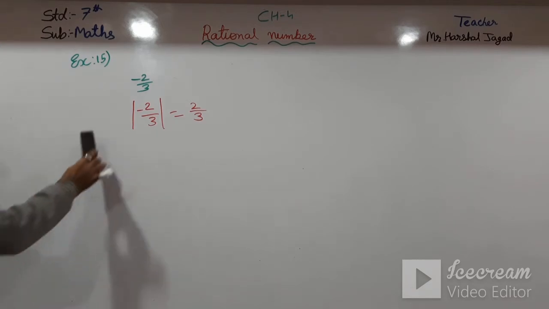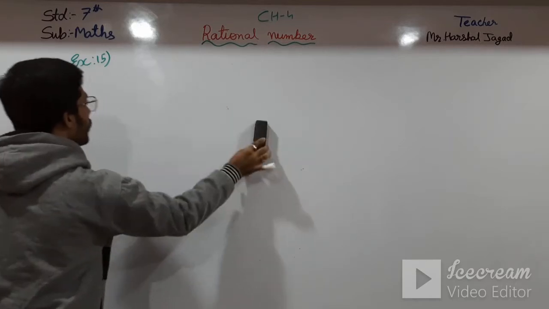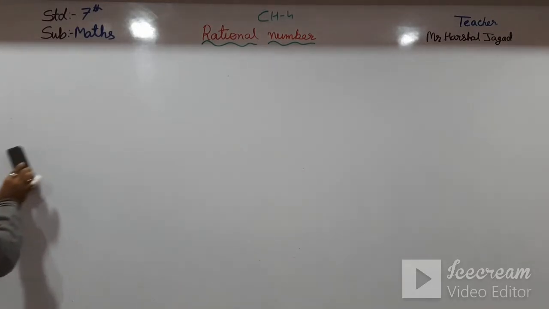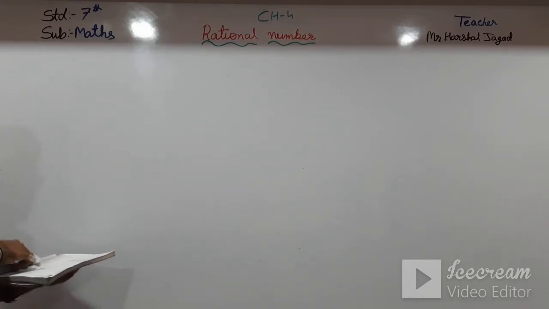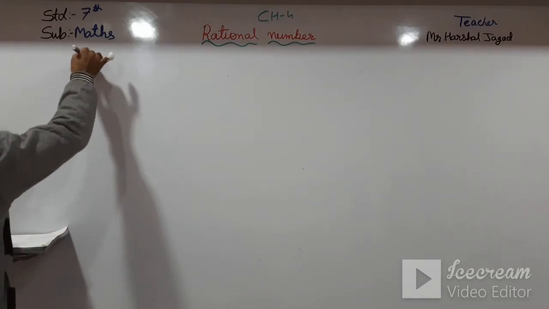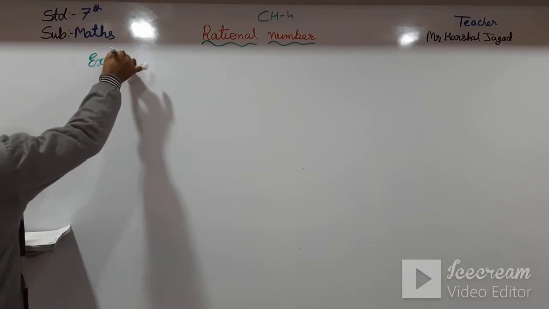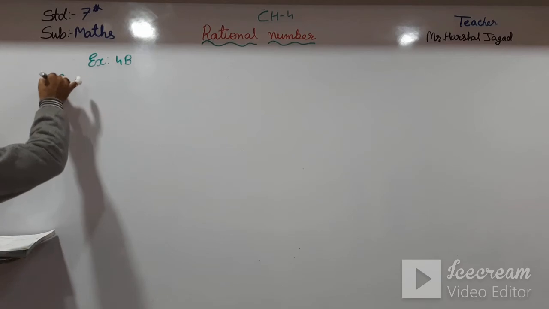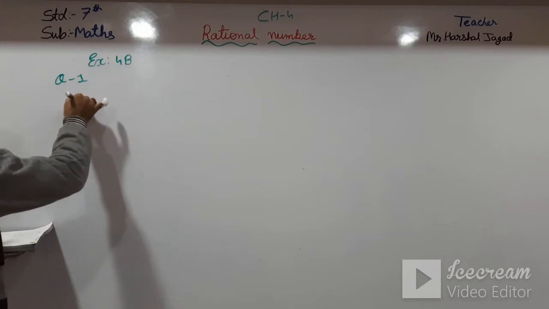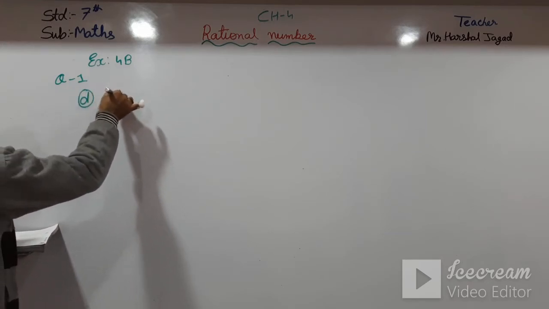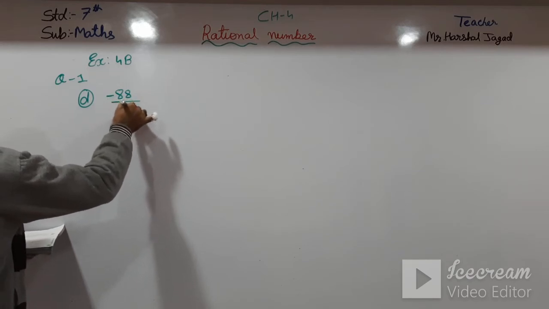And now we are just moving to exercise 4b. Okay, from that I will solve one sum from all the questions. I think question 1 I have given you in homework. I don't know, but I am just doing it. Question 1, exercise 4b. Question number 1, from that I will just do B, that is minus 88 by 100.